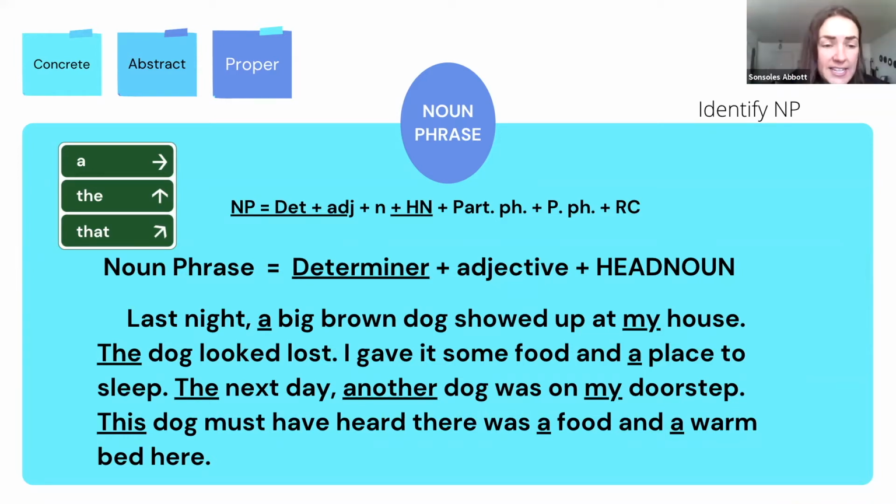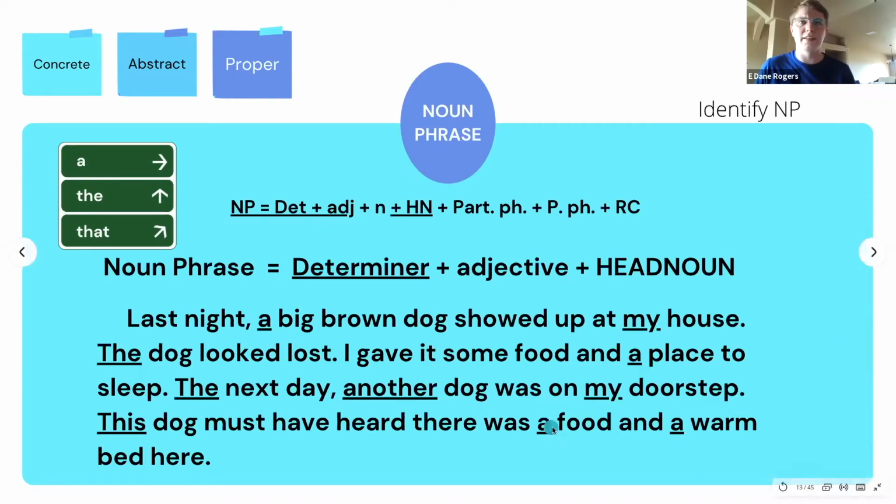Last night, a big brown dog showed up at my house. The dog looked lost. I gave it some food and a place to sleep. The next day, another dog was on my doorstep. This dog must have heard there was food and a warm bed here. The before food, I don't know how that got in there. That's not supposed to be there.